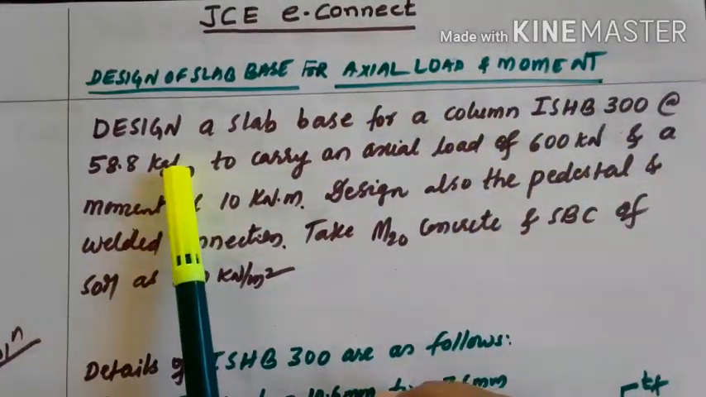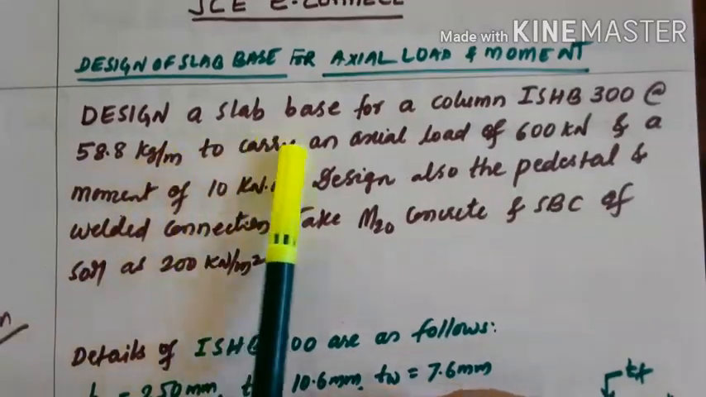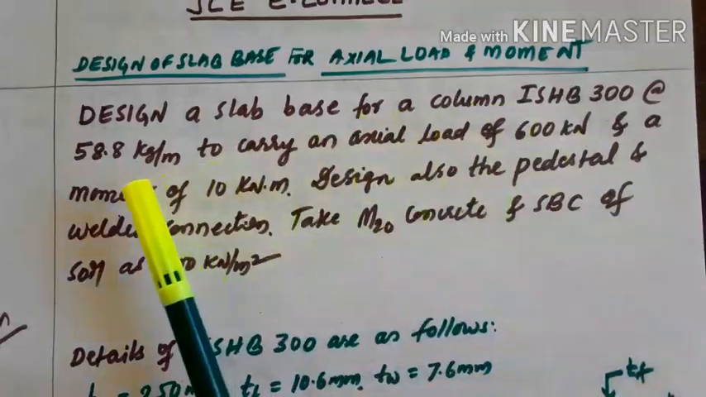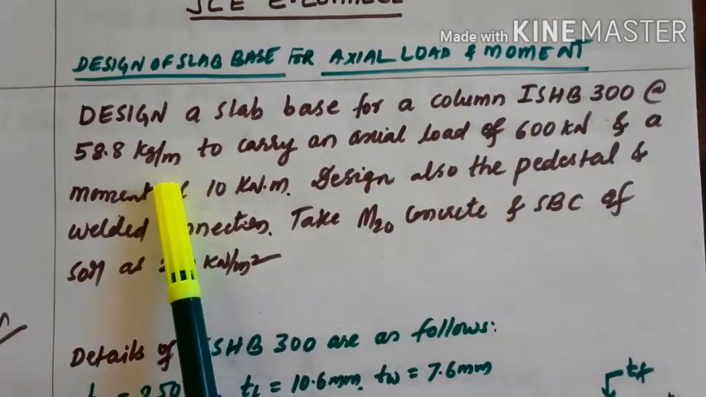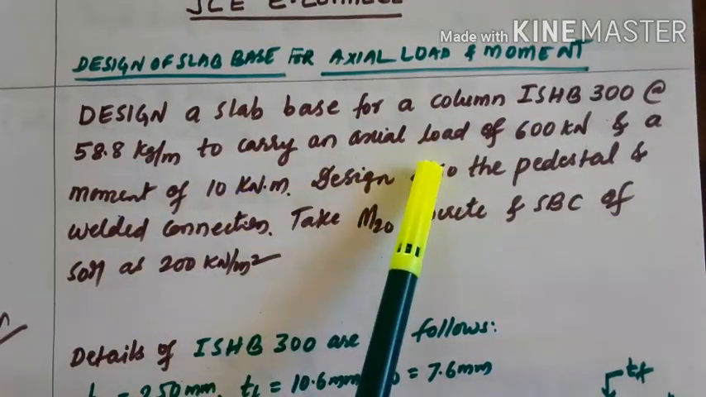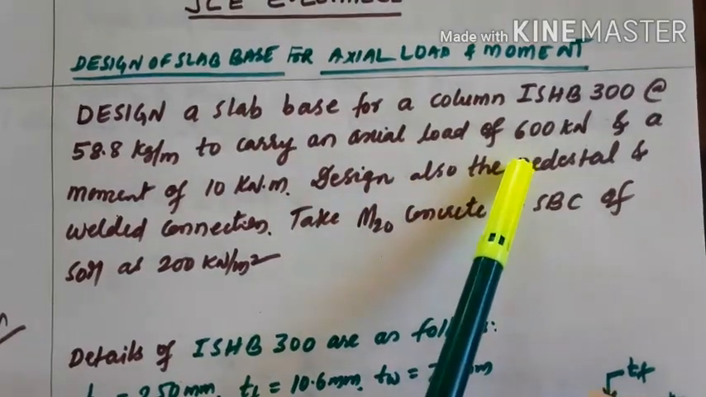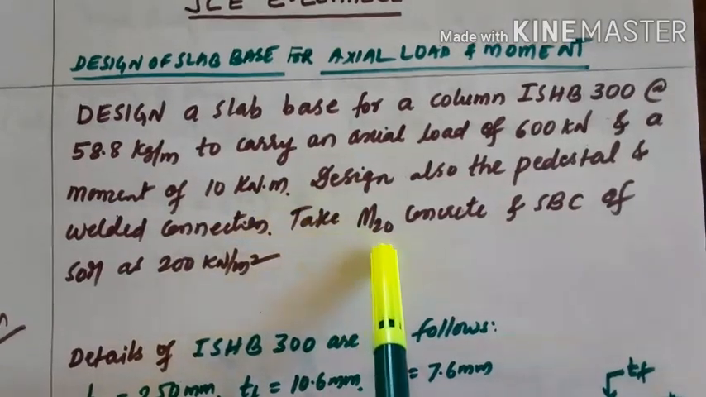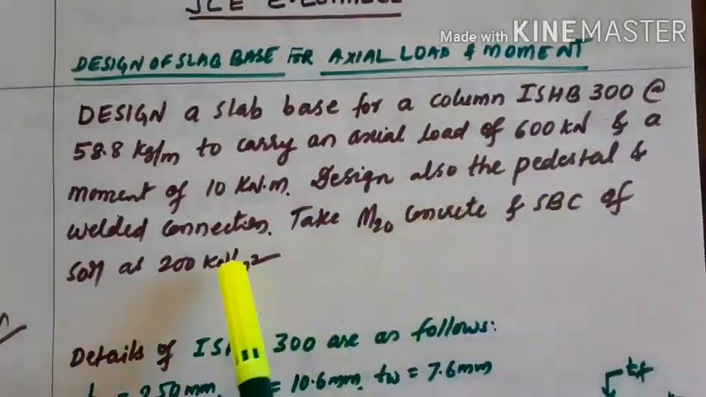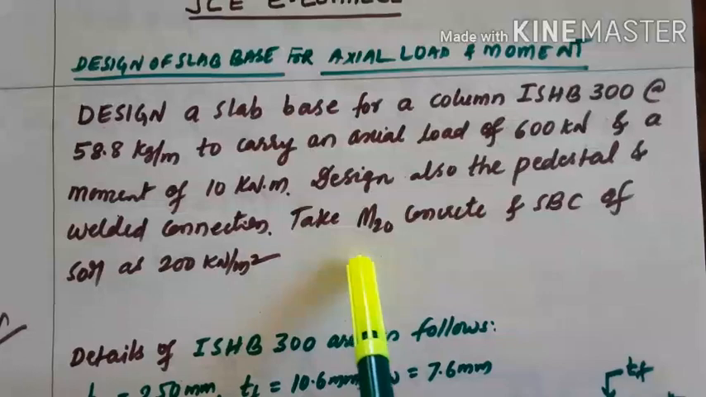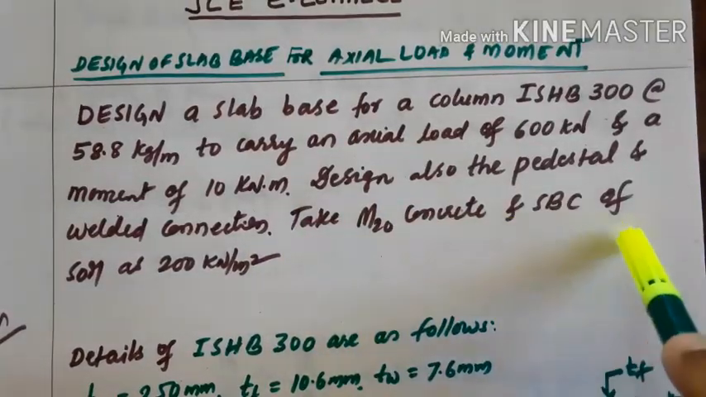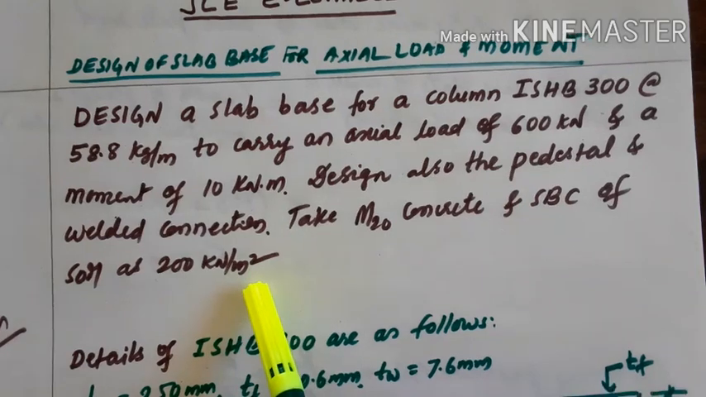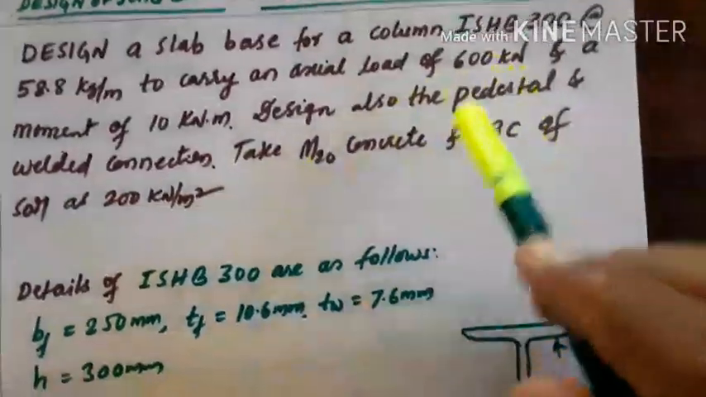So this is the design example given: design a slab base for a column ISHB 300 at 58.8 kg per meter to carry an axial load of 600 kilonewton and a moment of 10 kilonewton meter. Design also the pedestal and welded connection. Take M20 concrete and SBC of soil as 200 kilonewton per meter square. So this is the design problem given.